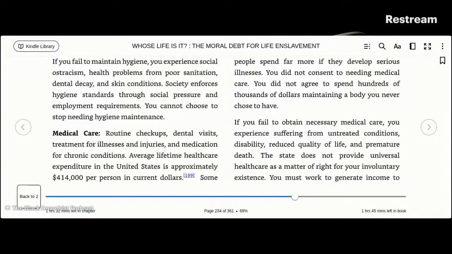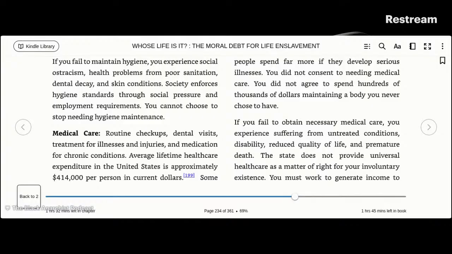Medical care. Routine checkups, dental visits, treatment for illnesses and injuries, and medication for chronic conditions. Average lifetime healthcare expenditure in the United States is approximately $414,000 per person in current dollars. Some people spend far more if they develop serious illnesses.